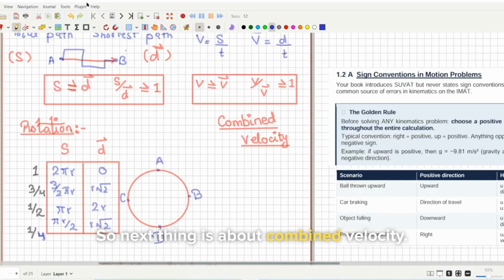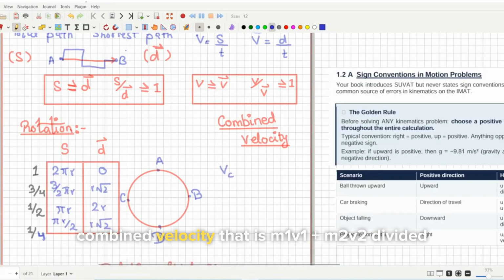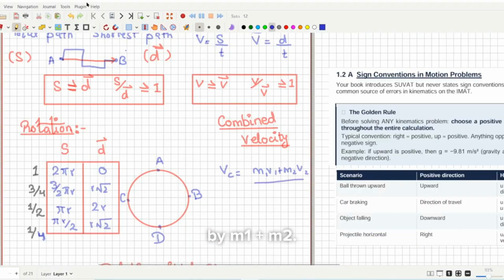So next thing is about combined velocity. You need to know about the formula for combined velocity, that is m1 v1 plus m2 v2 divided by m1 plus m2.